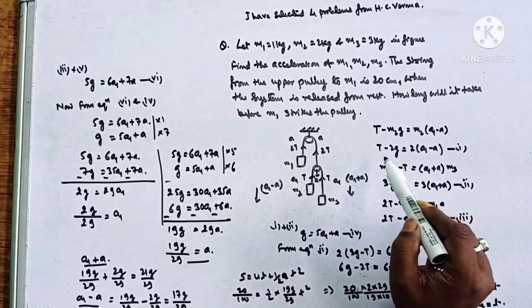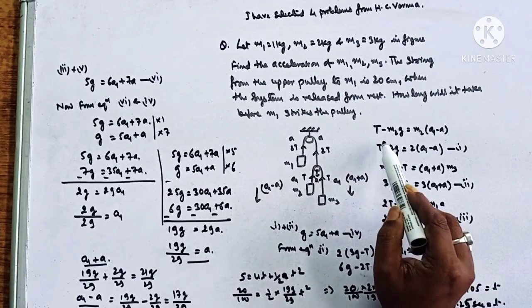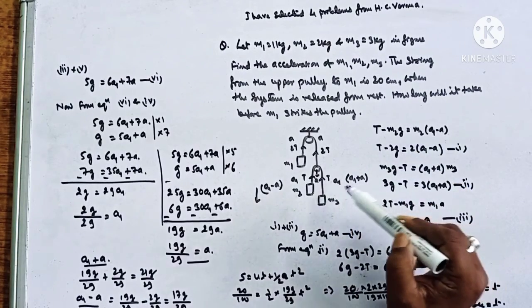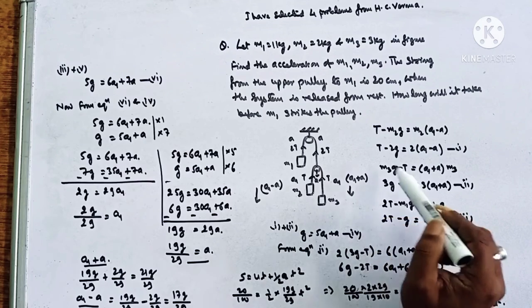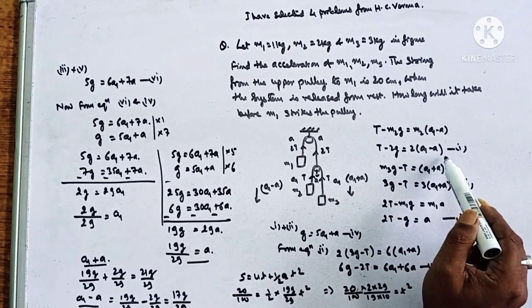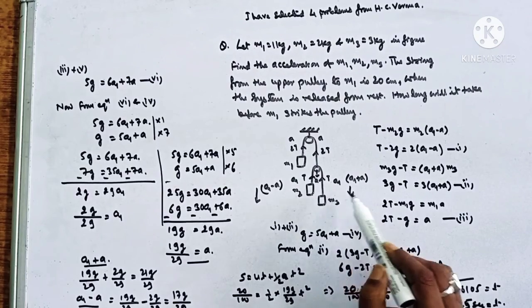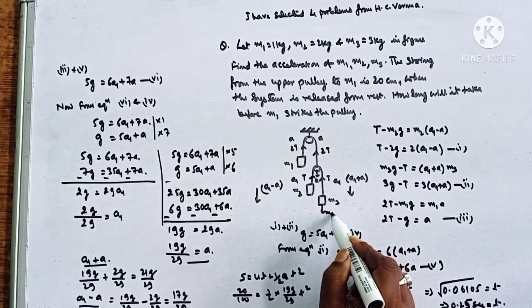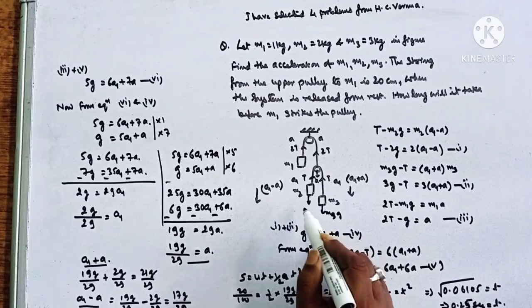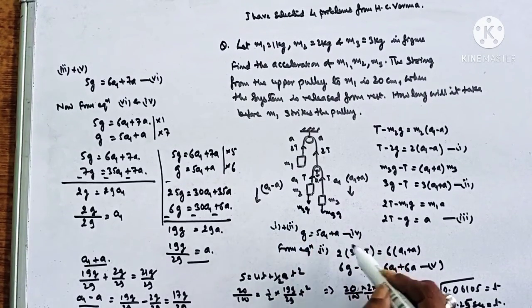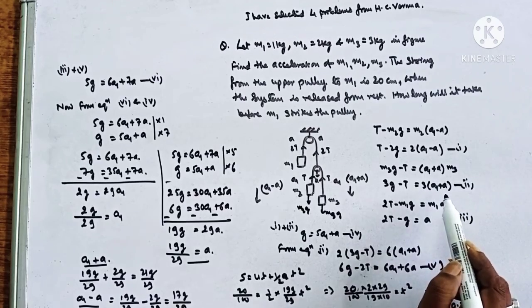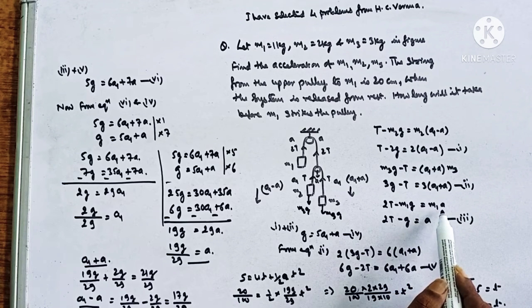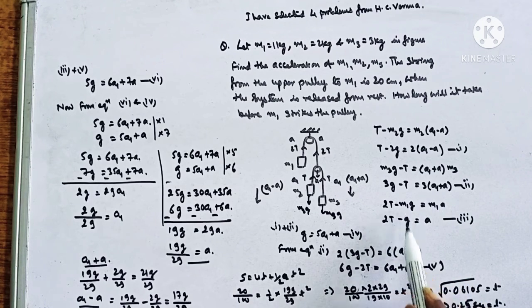Now for this system I'm taking T minus m2g because it is going upward, and putting the value of m I got this equation. For this system it is going downward, so the force will be the weight m3g, and here the force will be m2g. Putting the values, I got this equation. For this system going upward, 2T minus m1g is equal to m1a. Putting the value of m1, I got this equation.